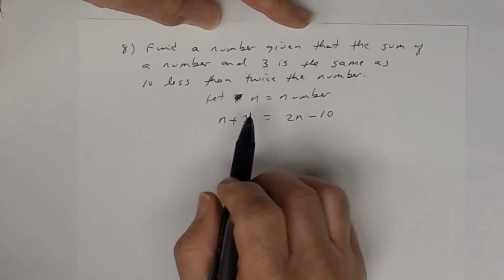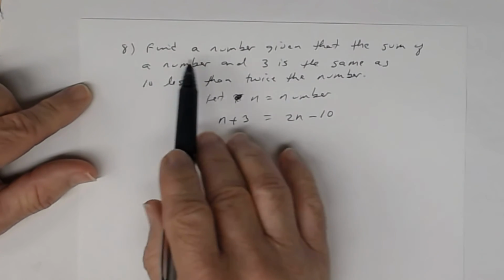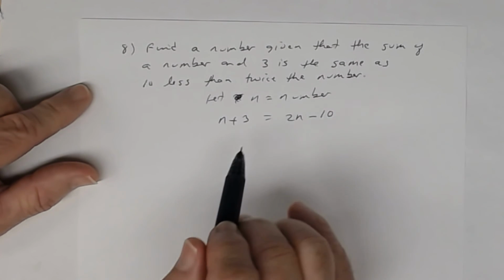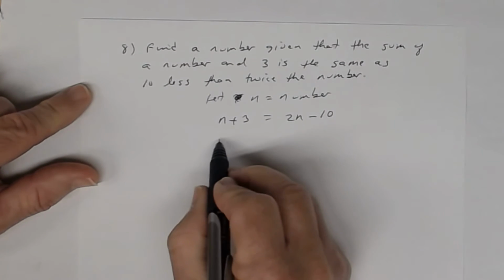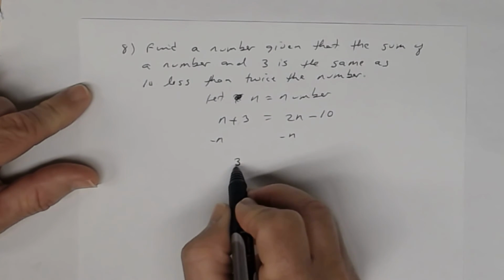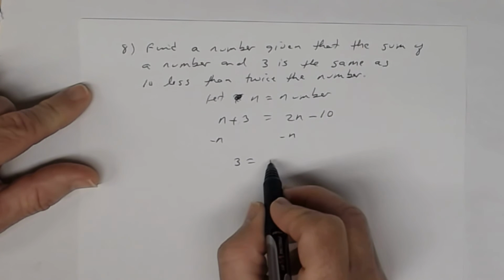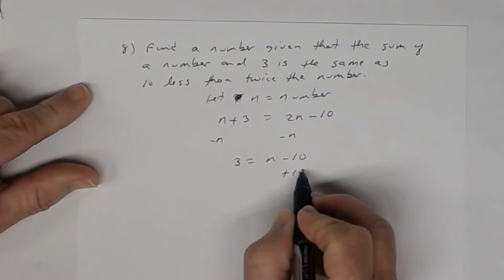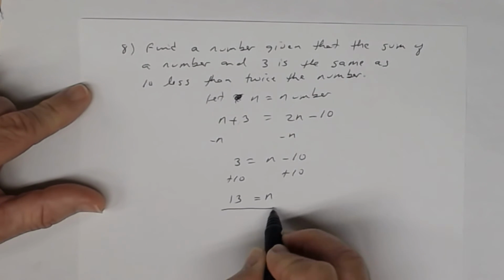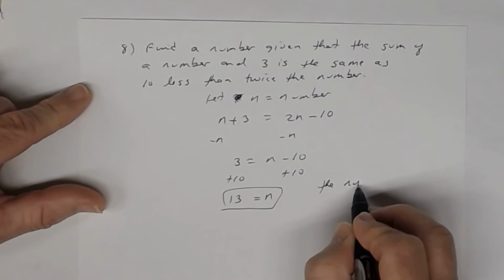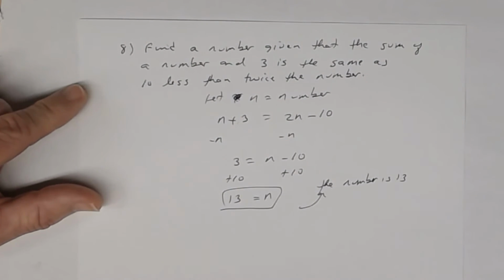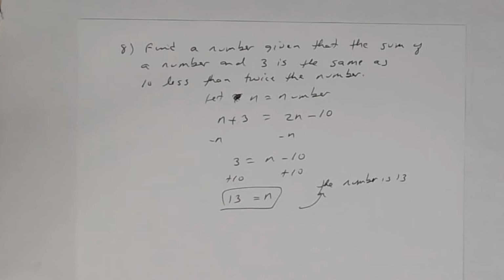And so we set up the equation, so we translated these sentences into an equation. So now let's solve the equation to find that number. Let's go ahead and subtract n from both sides. So I get n minus n is 0, so I get 3 equals 2n minus n is n minus 10. Adding 10 to both sides, I get n equals 13. So the number is 13. And so there's your sentence. Okay, so that was number 8. All right, let's look at number 9.